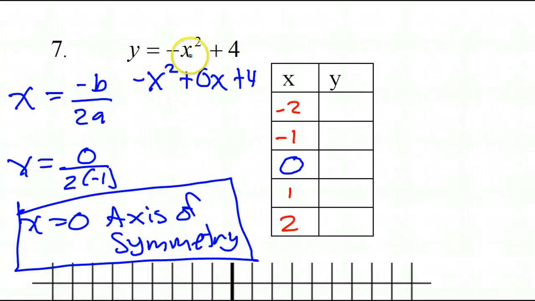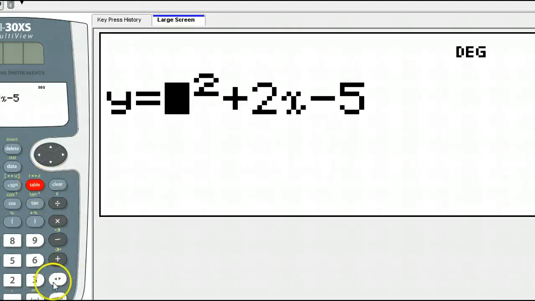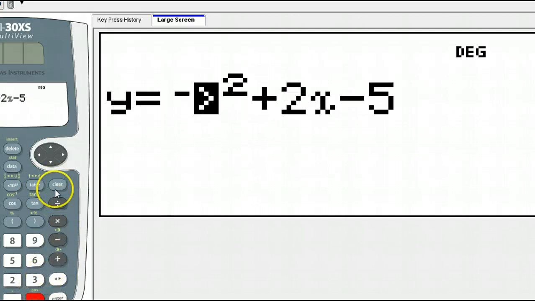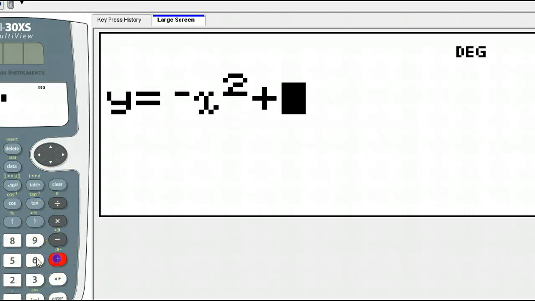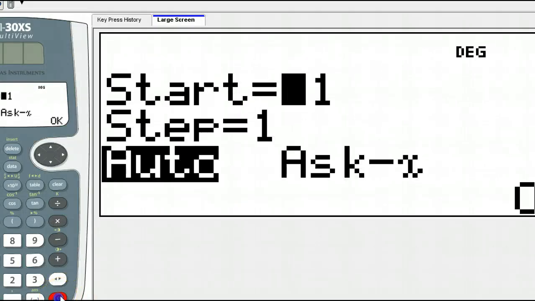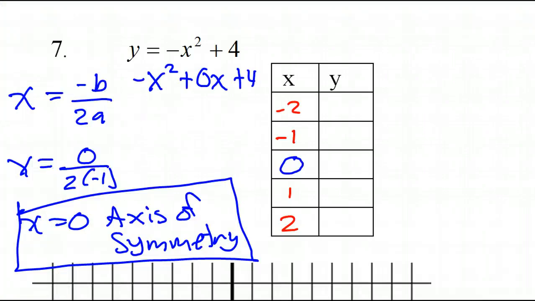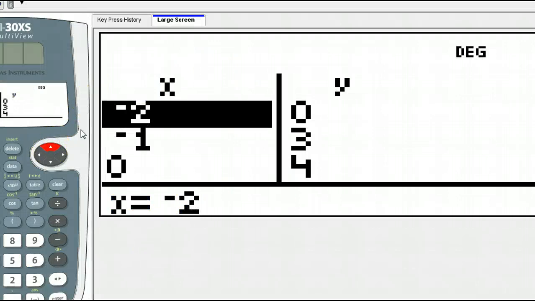All right, so we've got negative x squared plus 4. Let me just clear this out first. Negative x squared plus 4. Is that right? Negative x squared plus 4, correct. All right, 1, 2, 3, 4, 5. We are supposed to start our table at x values of negative 2, so I'm just going to scroll up. So there it is. I've got 0, 3, 4.